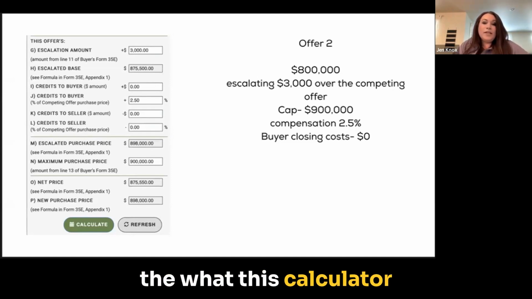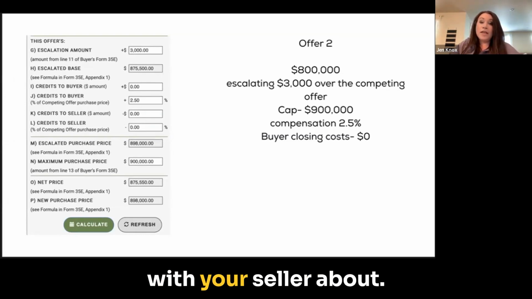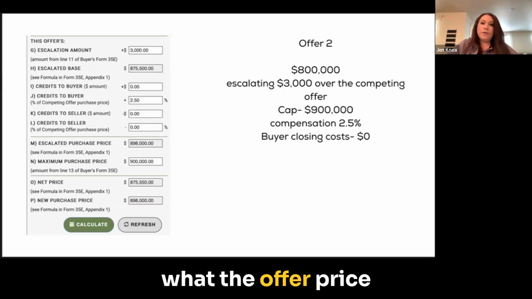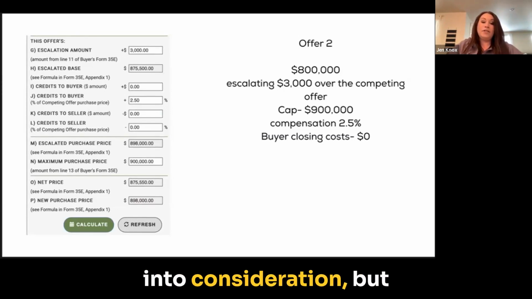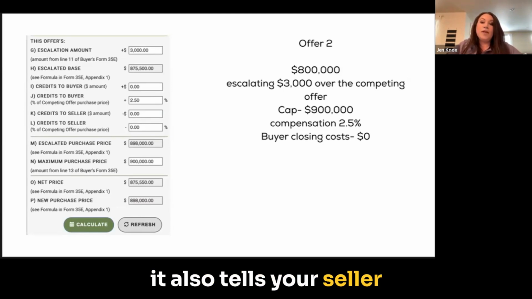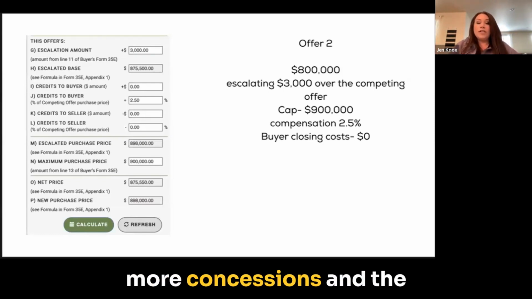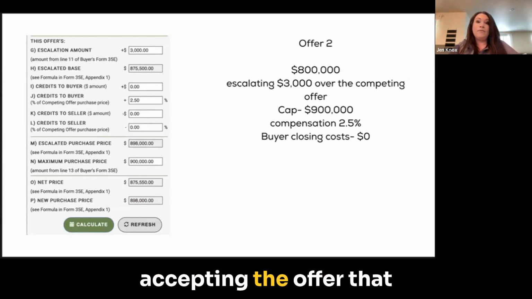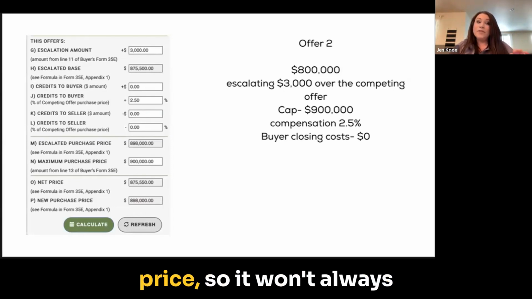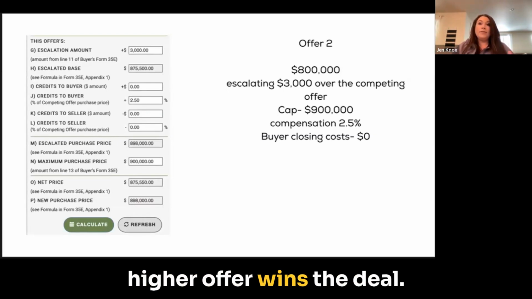What this calculator does, and it's actually a really great thing to have a conversation with your seller about, is that it not only tells them what the offer price should be at the end of all these calculations, keeping everything into consideration, but it also tells your seller what their net is going to be with each offer. Like I said, you might find an offer where there are more concessions and the seller nets less money by accepting the offer that goes higher in purchase price. So it won't always work out to where the higher offer wins the deal.